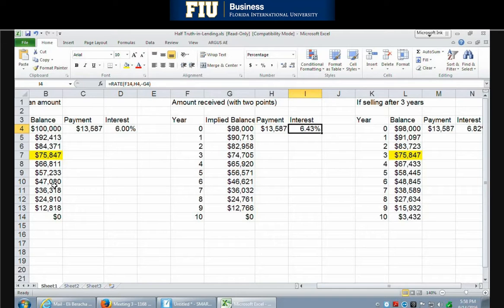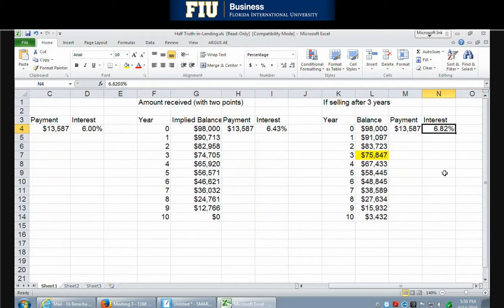Originally, if you were to hold the house, let's say for 3 years, and then move out, so you prepay the loan, you'd have a remaining balance of $75,847. If you want to end up with the same balance, starting from $98,000, which is really what you receive, with the same payment as we talked about originally, and you then solve for the interest rate, you would see that actually you paid 6.82% in this case. So again, the rate is 6, the APR will be 6.4, but the rate that you'd actually pay if you prepay, and most people do prepay, is higher.